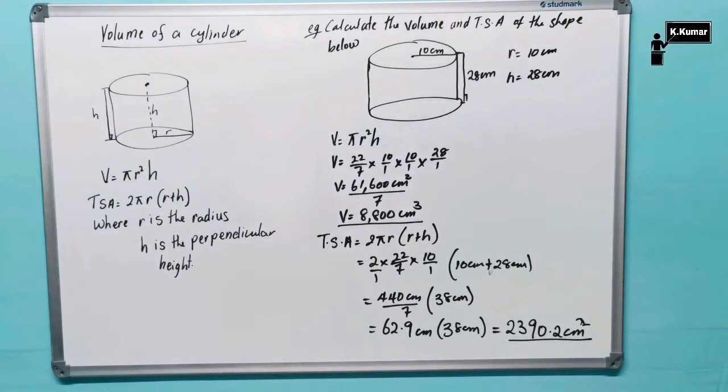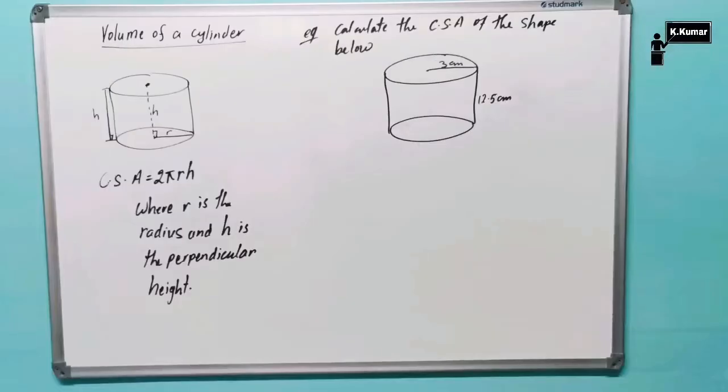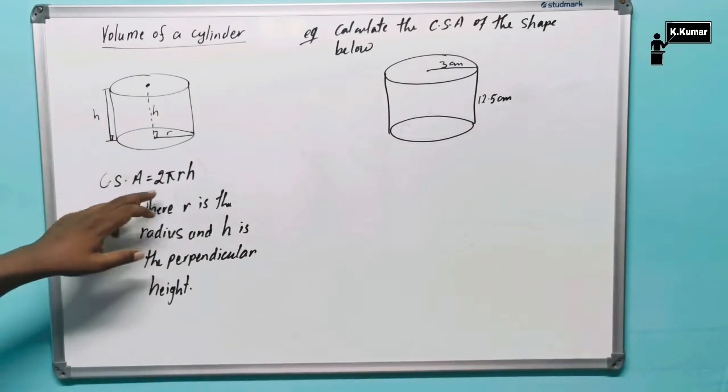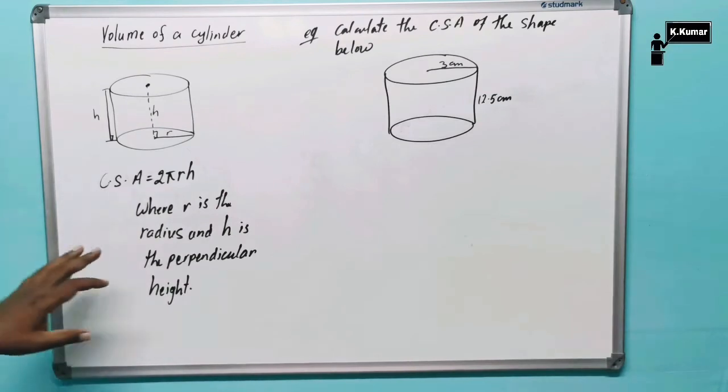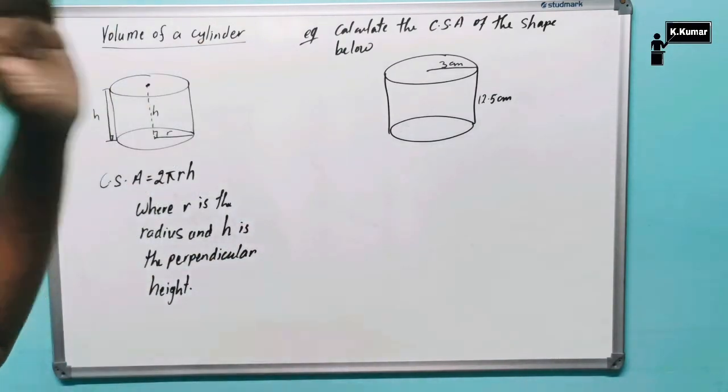And this is the volume of the cylinder. I am going to do another example where they ask you to find the curved surface area instead of the whole total surface area. There's another formula to find that. I'm going to do the example now. Here you have the formula for the curved surface area of a cylinder. So the curved surface area is equal to 2 pi r h, where r is the radius and h is the perpendicular height. Let's look at the example.